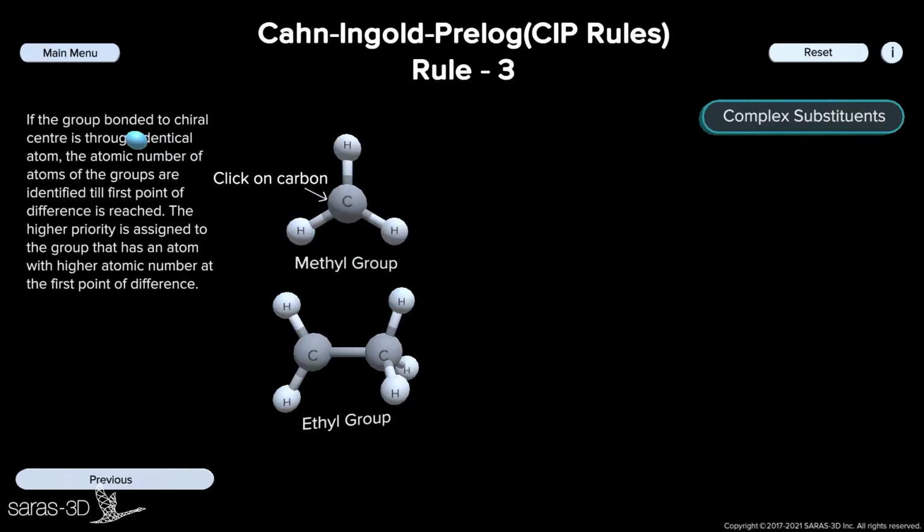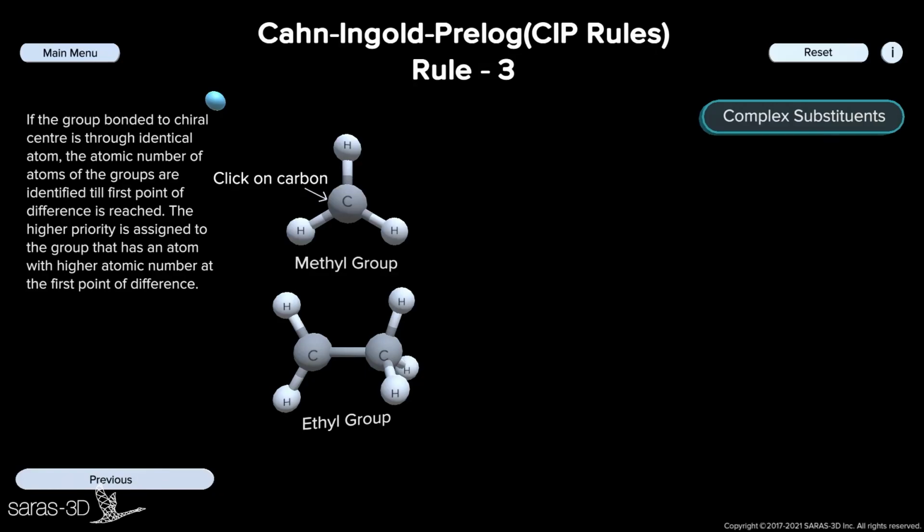Now third rule. In case the groups bonded to the chiral center are through the identical atom, then the atomic numbers of atoms of the same groups are identified till the first point of difference is reached. The higher priority is assigned to that group that has the atom with a higher atomic number at the first point of difference.